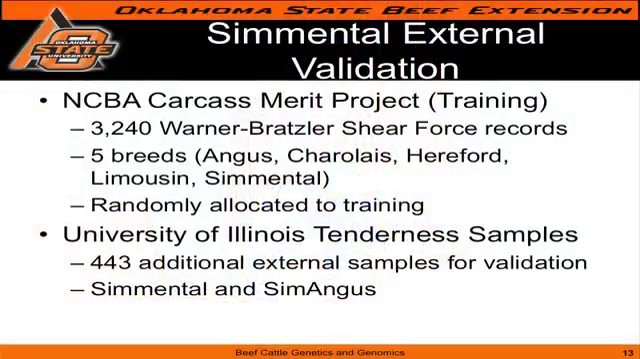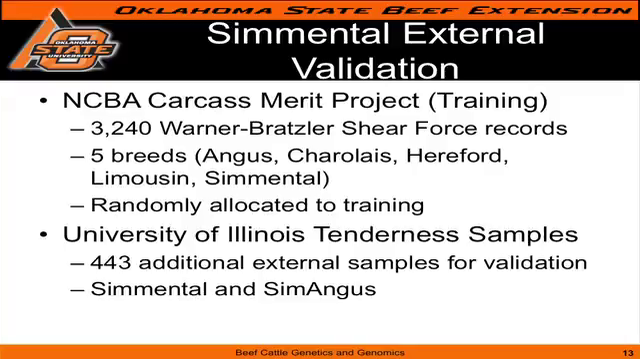Now, in the absence of this data, we wanted to do a little experiment, and we took animals from the National Cattlemen's Beef Association Carcass Merit Project, and we used those animals to train our prediction models. So we had 50K SNP genotypes on 3,240 animals, and we used Warner-Bratzler shear force in this particular experiment. And for those of you that aren't familiar, that's an objective measurement of steak tenderness.